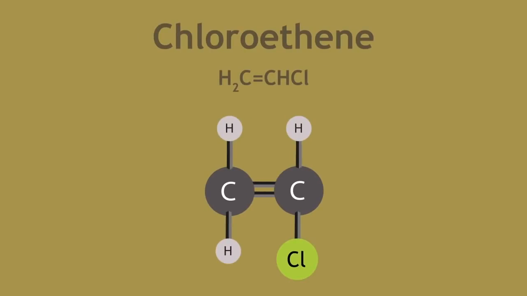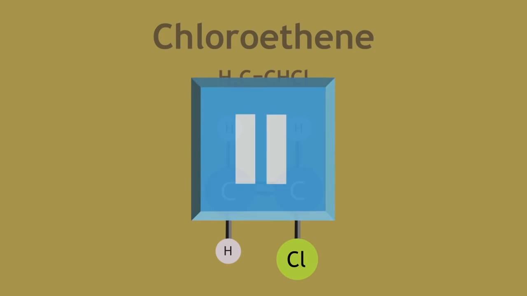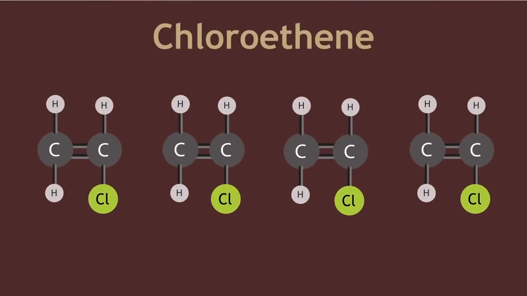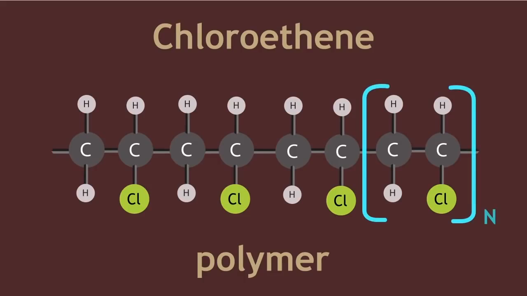Based on what we have recapped, pause the video now and try and write an equation for the polymerization of chloroethene. Here are chloroethene molecules in a row. Now let us break the double bond and join these molecules together to form a polymer. Writing this as an equation, we must show n molecules of chloroethene and the repeat unit of the polymer as shown.